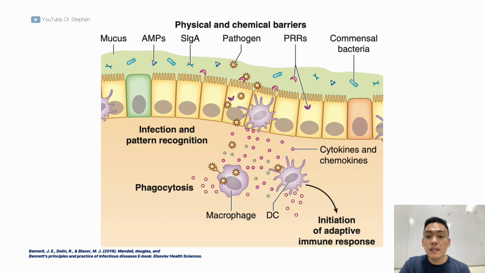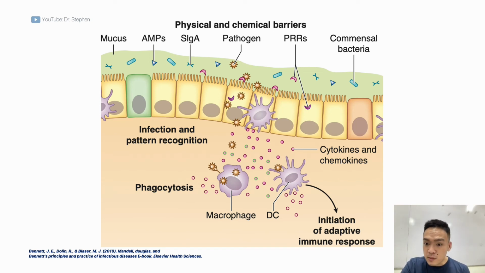Commensal bacteria compete with invading pathogens and stimulate innate immune responses. We also have pattern recognition receptors on the surface, and they initiate the signaling cascade that leads to the production of antimicrobial factors, cytokines, and chemokines. Granulocytes and macrophages ingest and kill the pathogens and induce inflammation. DCs produce cytokines that activate immune cells and signal tissues to resist infection.